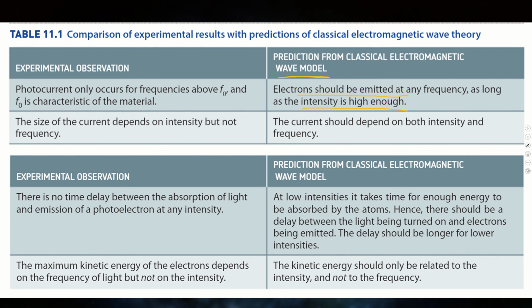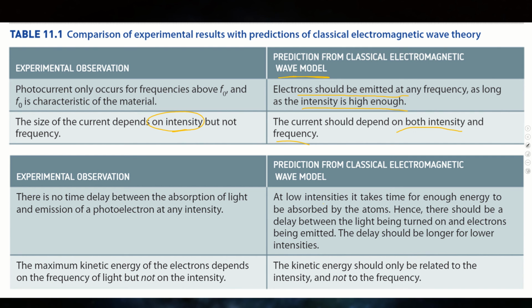The wave model also says that the current size depends on the intensity and frequency. We already proved that no, it's only intensity. Frequency doesn't really matter in the context of the size of the current that we have.